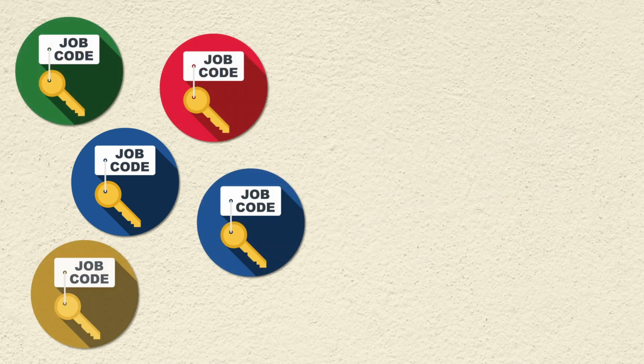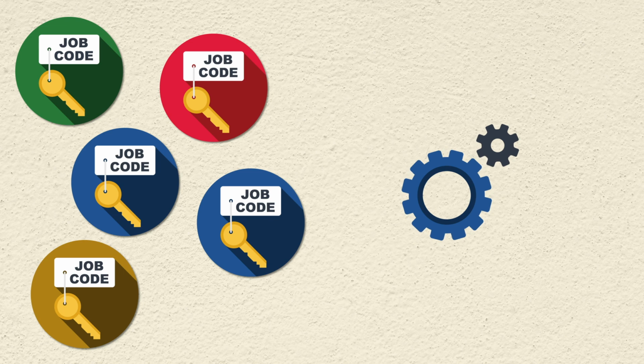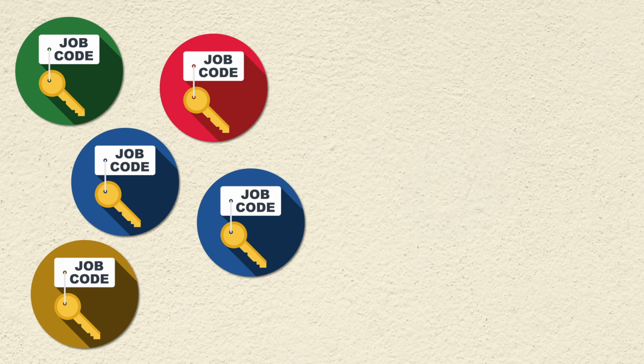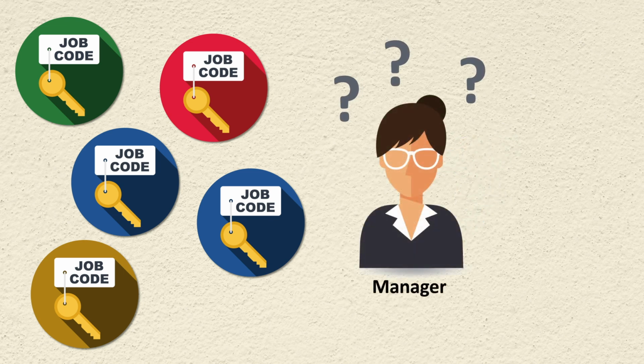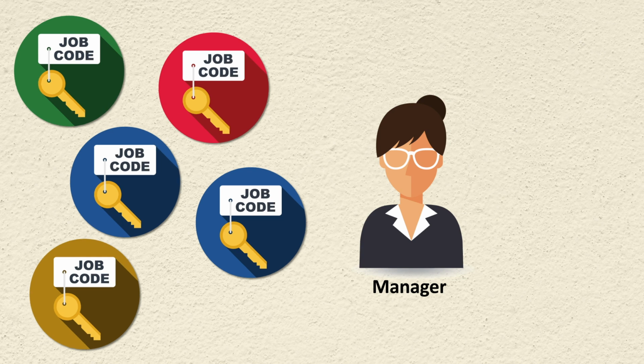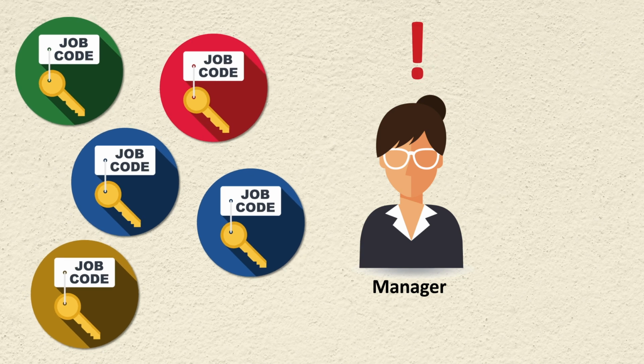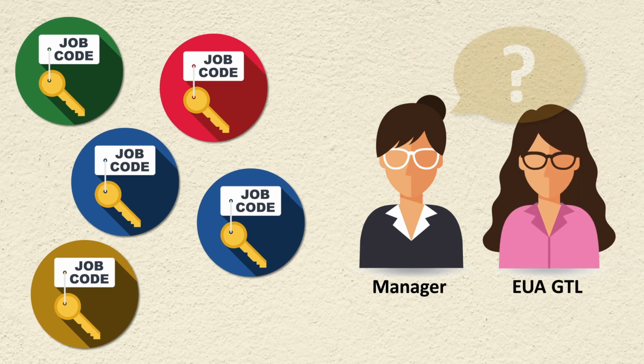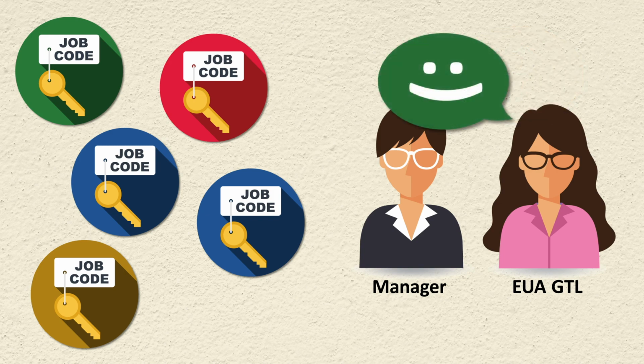Too many job codes in the EUA system can impact the performance of the system and can make the annual certification process difficult and confusing for managers. If you believe that your system or application will require more than 5 job codes, please contact the EUA GTLs for a consultation prior to submitting the request.